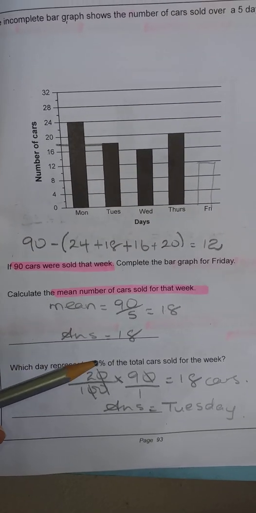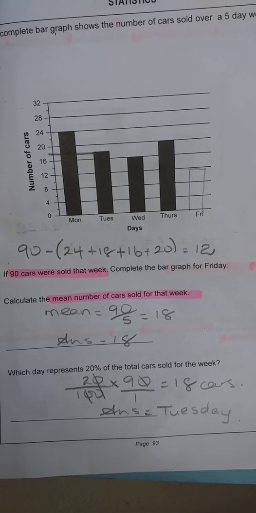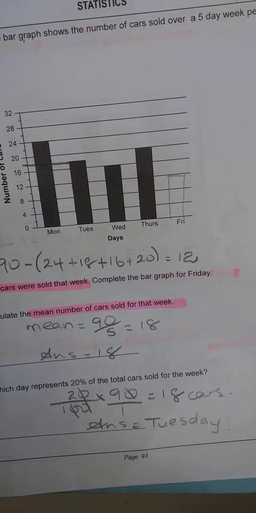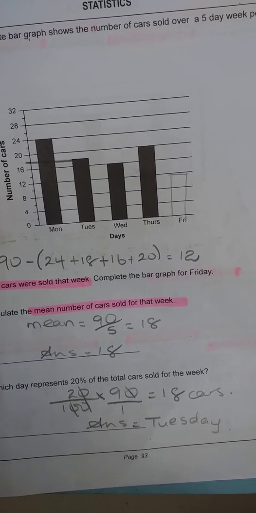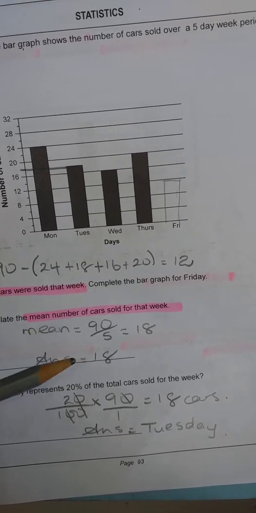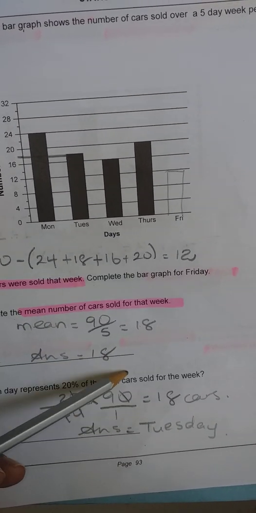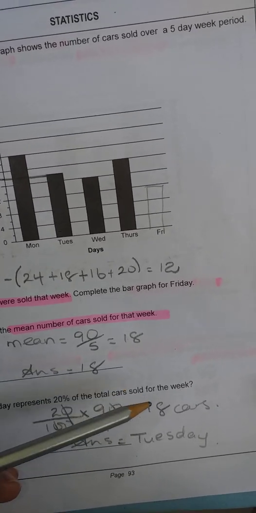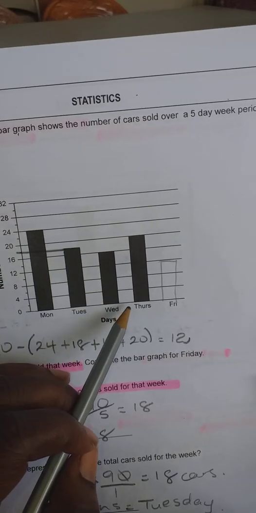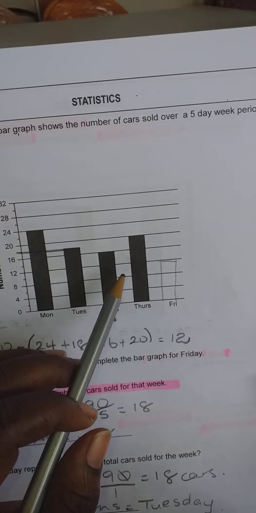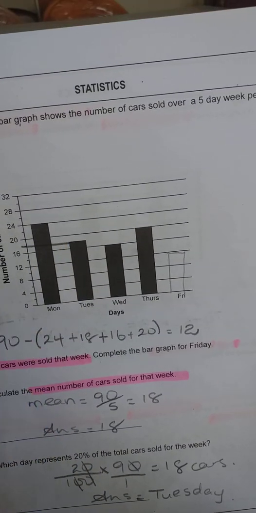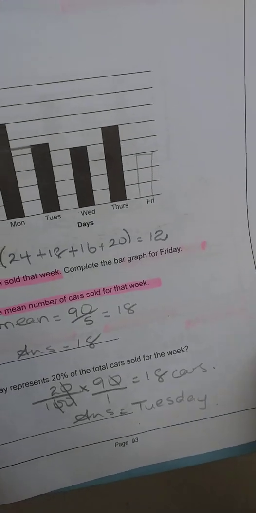Next question, part C. Which day represents 20% of the total cars sold for the week? So we need to find a day that is 20% of the total cars. 20% is 20 over 100. Of means to multiply, and the total cars were 90. So when I find 20% of 90, I got 18 cars. So I'm going back to my bar graph, going back to my data, and I say, which one was 18? 18 was for Tuesday. Okay? So the answer would be Tuesday.